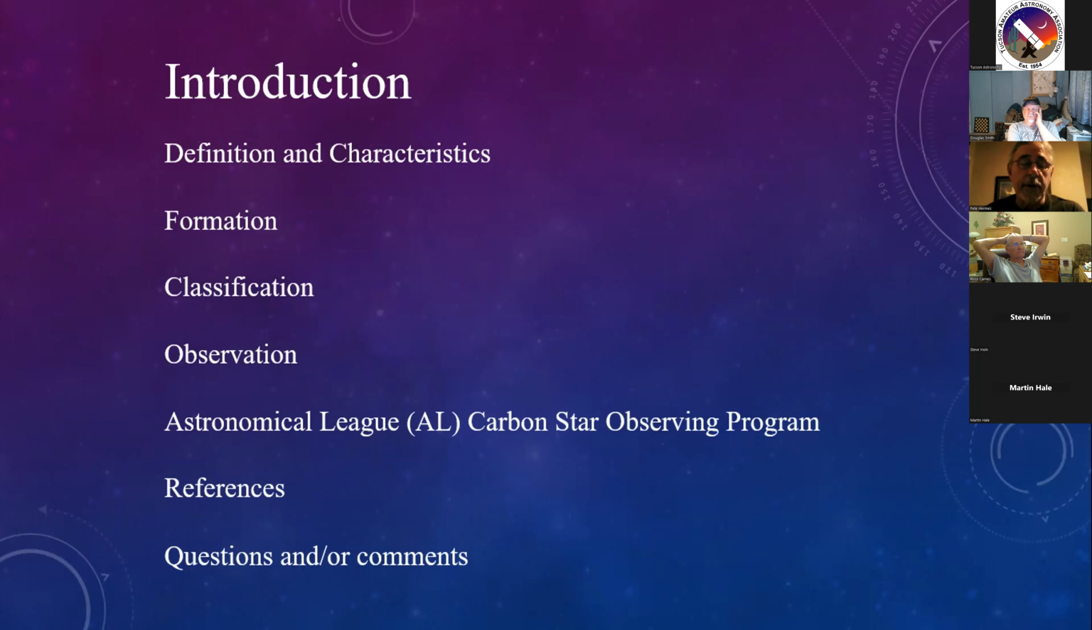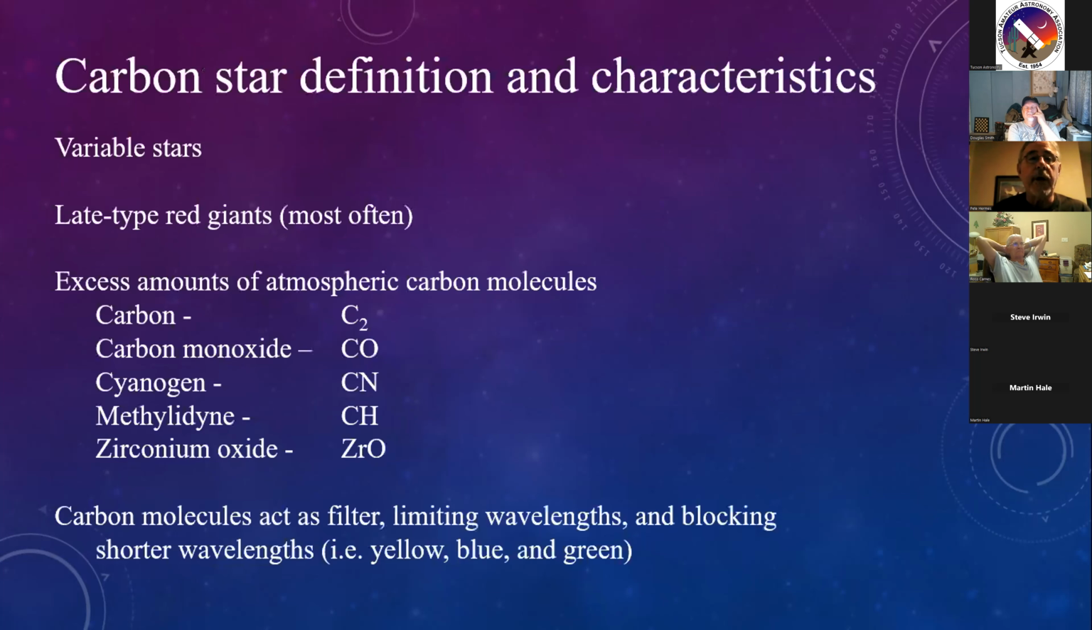A little bit about the Astronomical League's Carbon Star Observing Program. I'll have a few examples, and when we get into the observation you'll see a couple of excerpts from my log, and you'll get an idea of what I did towards completion of the Astronomical League program. And then, of course, references, and questions or comments will be more than appreciated at the end. If I make a faux pas or say something really wrong, please stop me, speak up and let me know what it is. We'll fix it and move on.